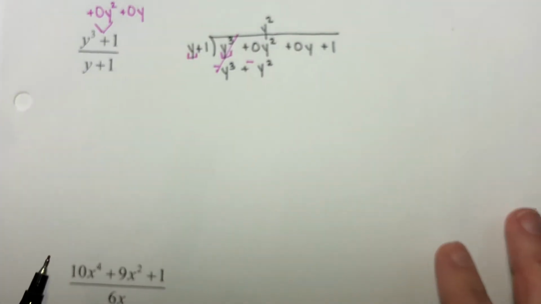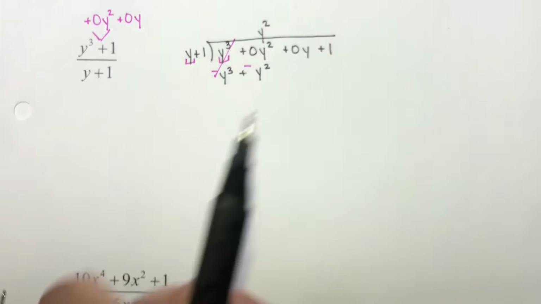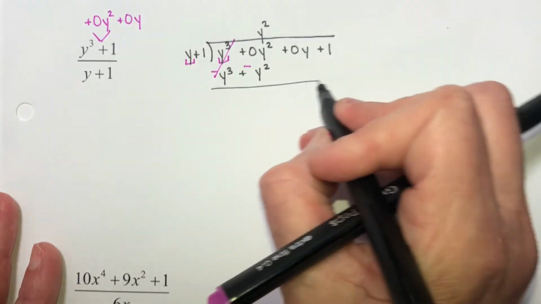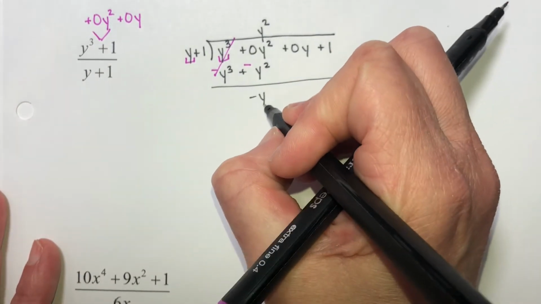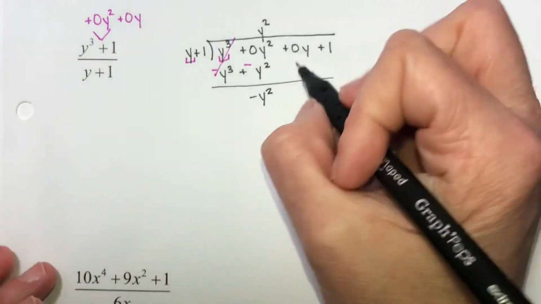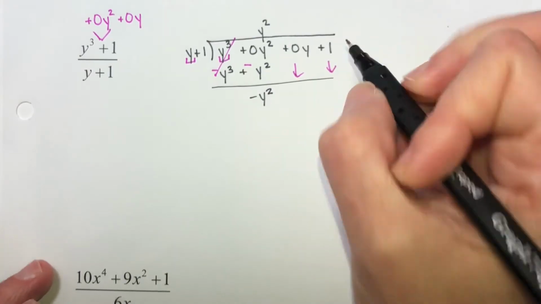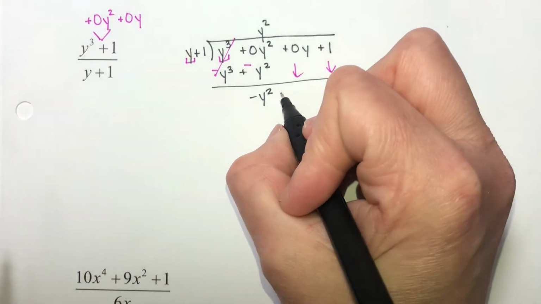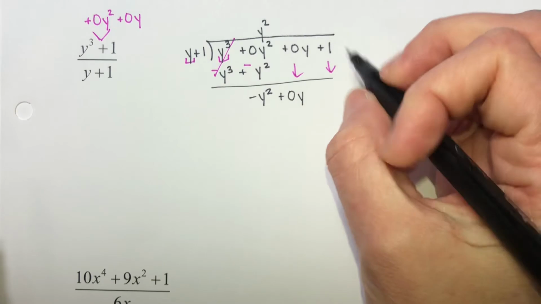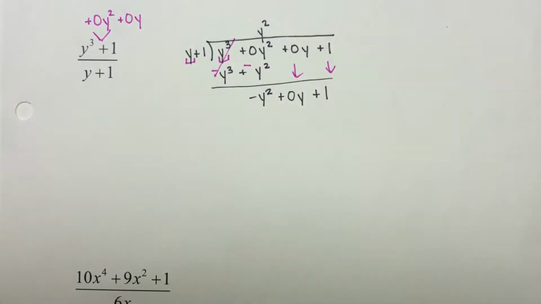First term cancels. And we get negative y squared. And then bring down your next two pieces. And repeat.